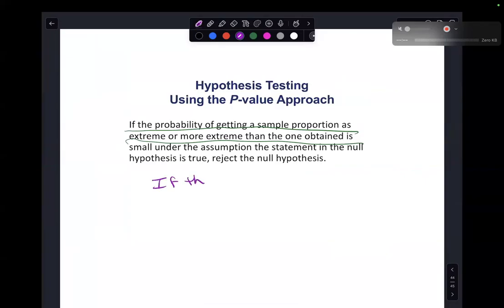If the P is low, reject the hoe. The P is low, reject the hoe. This is what I get my high school students to remember it. And so far, this is the third term I've used it in college, and it works. You're going to remember it now. If the P is low, reject the hoe. If you have a low P value, you're going to reject the null hypothesis. I think that was it.